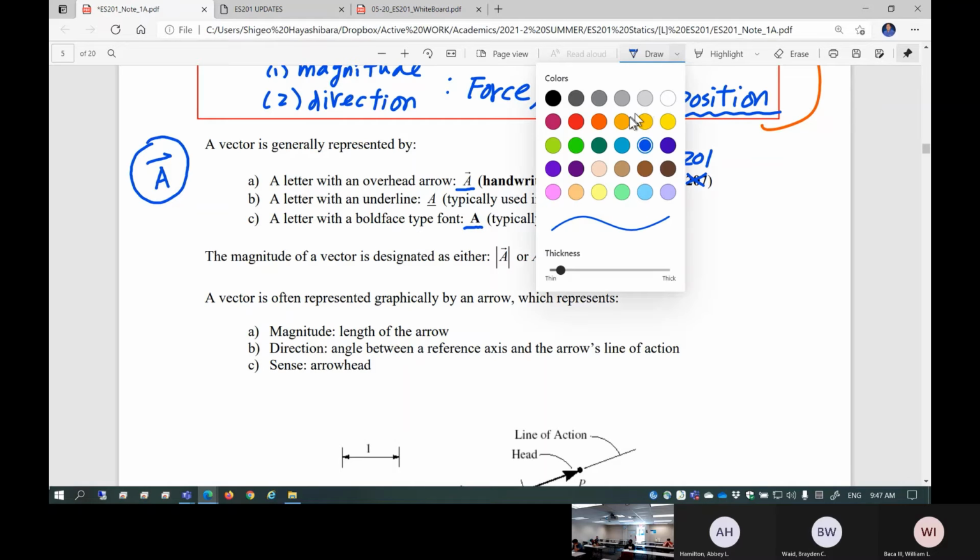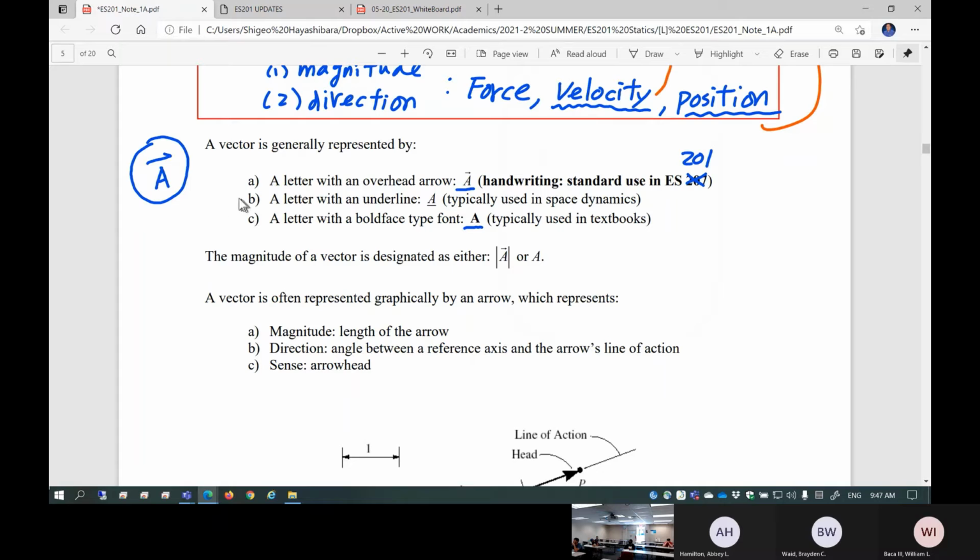Now, in astronautical engineering, some of the spacecraft people use an underline to represent a vector. So you need to get used to it. Some of the professors in astronautics actually use this notation. So let's be careful. Everything has the same meaning.